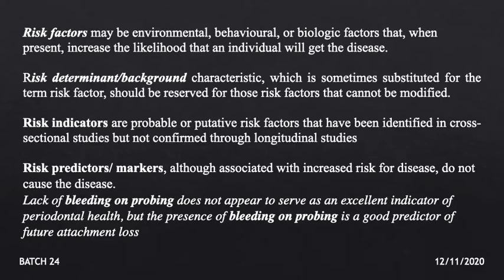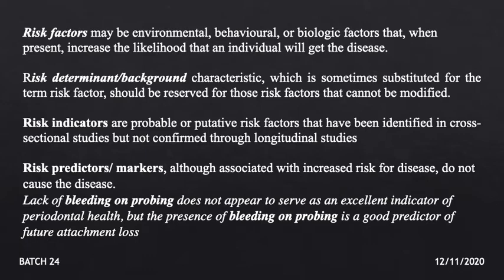Next is risk indicator. Risk indicators are probable or putative risk factors that have been identified in cross-sectional studies but not confirmed through longitudinal studies. For example, HIV. HIV has shown to have a high frequency in periodontal disease, but we don't have a longitudinal study to state that HIV will induce periodontal disease. That is what risk indicators are. So presence of that disease carries the probability of getting periodontal disease.